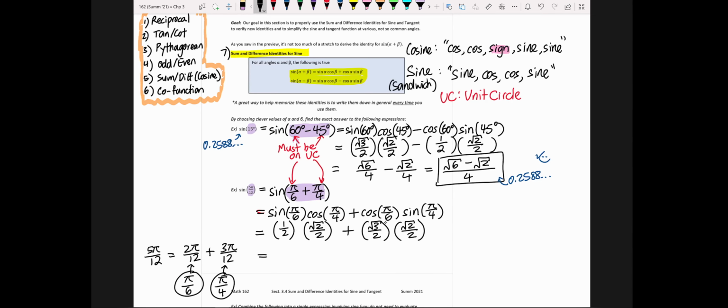Okay, when we simplify, we get square root 2/4 plus square root 6/4. So that's going to be square root of 2 plus square root of 6 all divided by 4.